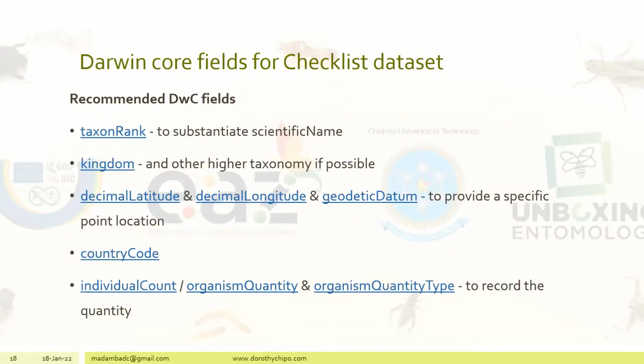So the other recommended fields to add to a checklist are the taxon rank and the kingdom, or even other higher taxa, if you have them. Then also longitude and latitude and the geodetic data. So location can be included in a checklist data set. And then country code as well as the individual count, to record the quantity.